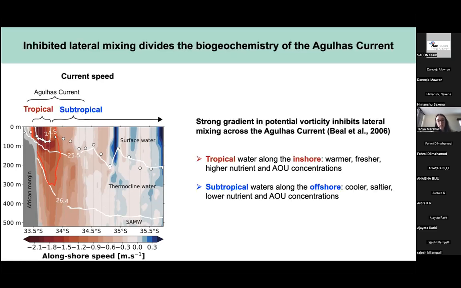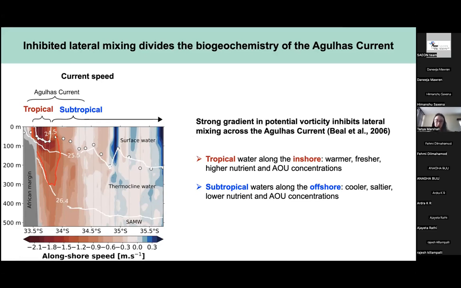Okay, so what we already know about the Agulhas Current and all western boundary currents is that there is a strong potential vorticity gradient that exists across the current. And what that does is it inhibits lateral mixing. So how that manifests is we see tropical waters constrained to the inshore side of the current, which I'm annotating on the top here, and subtropical waters constrained to the offshore side of the current. So there is literally a divide of these two source waters, which I said are both different in salinity and some of their biogeochemical characteristics. So there is this divide.